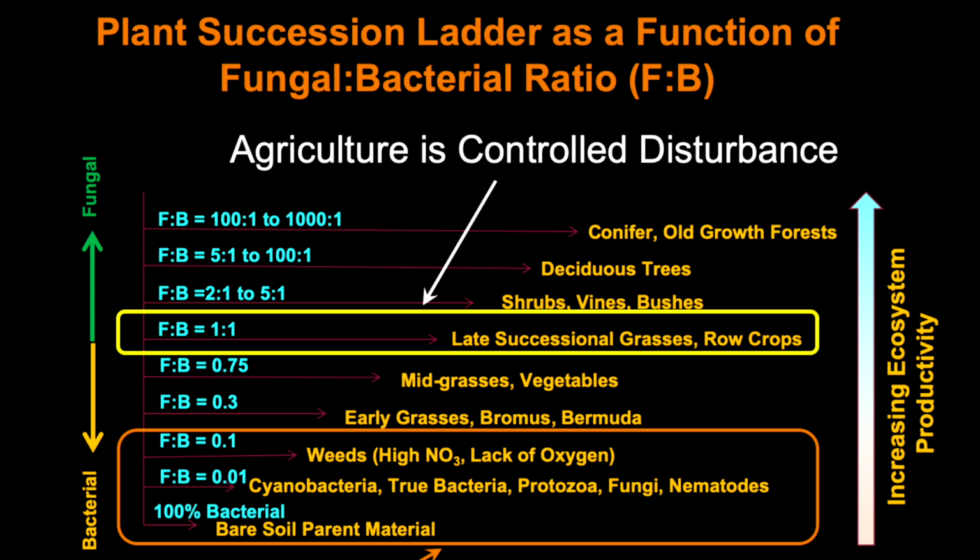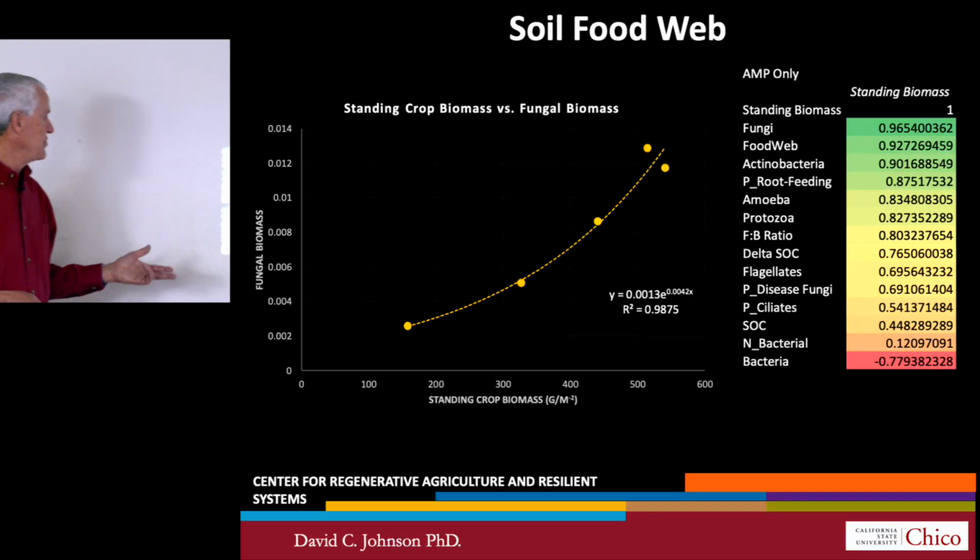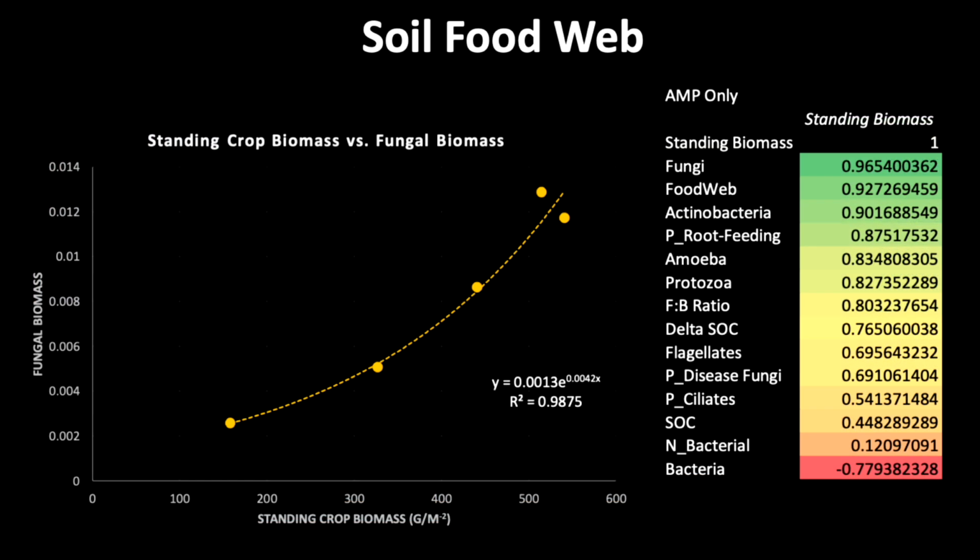This is very critical that we start to bring this back in our agricultural system, because where we are right now in agriculture, we're in a very bacterial dominant system. This is where we need to be, up here at about 1-to-1 fungal to bacterial ratio or higher. As you increase fungal biomass, you see standing crop biomass increase in these systems. The bacteria, if you're bacterial dominant, it's negative correlation. So the more bacteria you have, the lower the productivity in these systems.